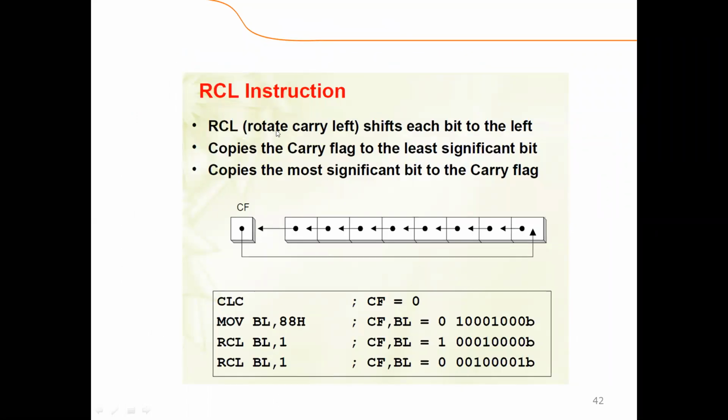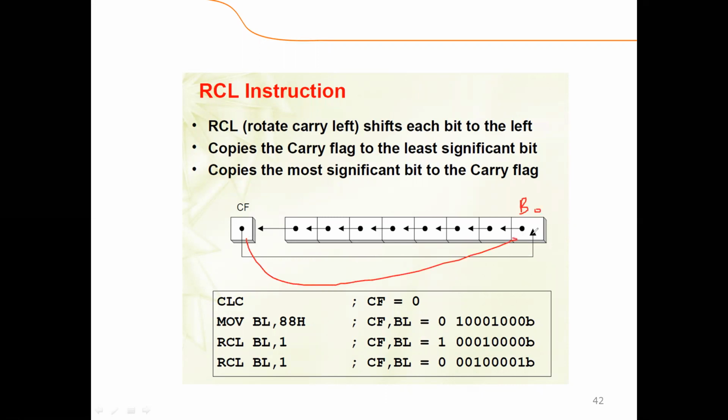RCL is rotate through carry to the left direction. In this example, the B0 bit is filled by the carry value. Now the result will be different. Here we can check this by using these sets of instructions. So these are basically the shift and rotate instructions.